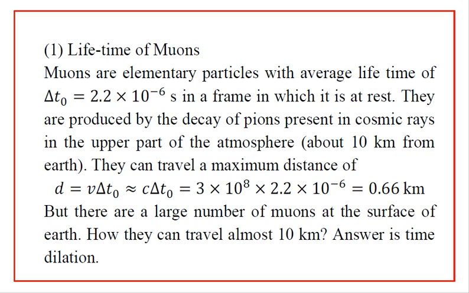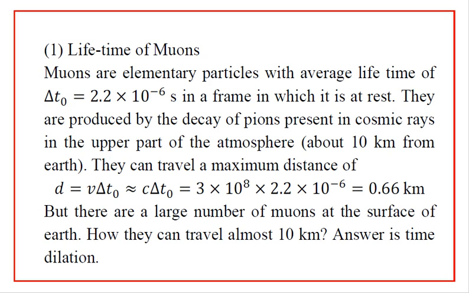One of them is related to the lifetime of muons. Muons are elementary particles, and there are two types of muons, positive muons and negative muons. Both of them are unstable, with an average lifetime of 2.2 × 10^-6 seconds in the frame in which it is at rest. This lifetime is called the proper lifetime of muons. It is the lifetime of muons measured with respect to their rest frame.